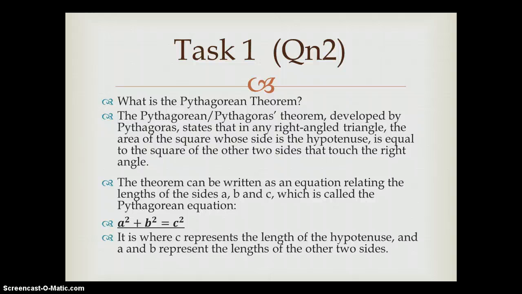The equation is A squared plus B squared equals C squared, where C represents the length of the hypotenuse and A and B represent the lengths of the other two sides.